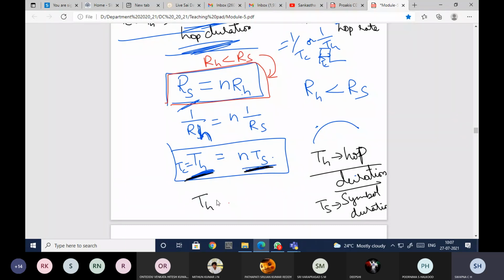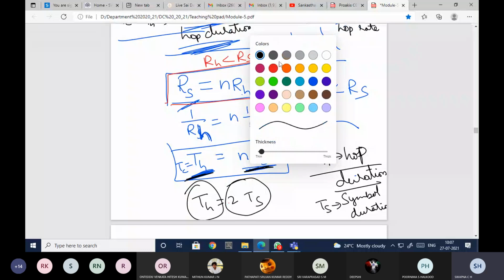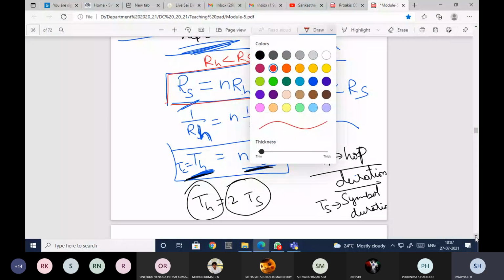Let me consider TH is equal to 2TS. It means that in one hop I will be able to transmit two symbols, 2 times of TS. This indicates two symbols. So that is what will happen in the slow frequency hop spread spectrum. That is the reason it is called slow FHSS. This we will try to understand with one example.